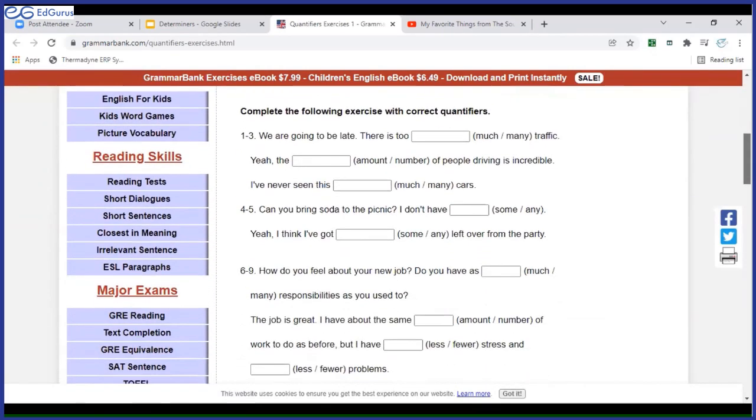Yes. Here, please complete the following exercises with correct quantifiers. We are going to be late. There is too much traffic. Much traffic. Okay. The number of people driving is incredible. The number of people. Okay. Right. I've never seen this many cars.